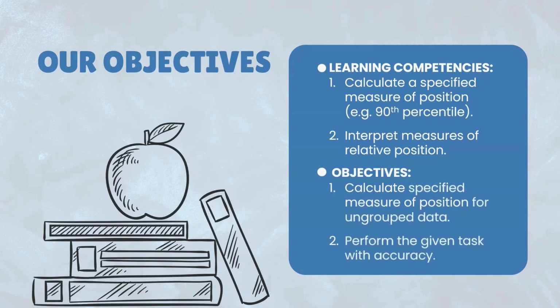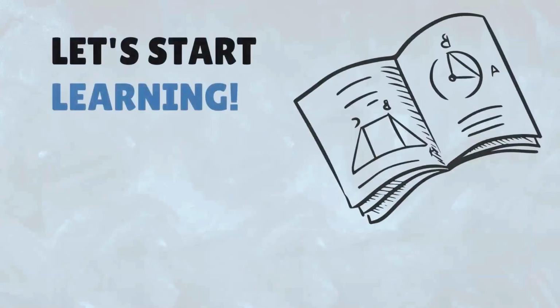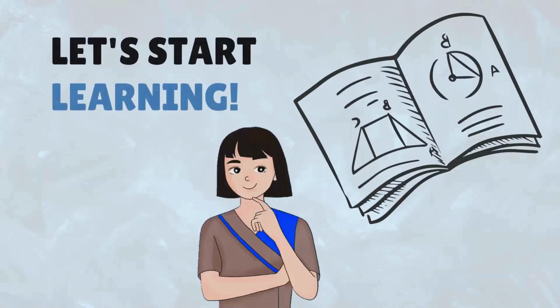Okay, so for today's lesson, here are our objectives. 1. Calculate specified measure of position for ungrouped data, specifically percentiles. And 2. Perform the given task with accuracy. So without further ado, let's start learning.